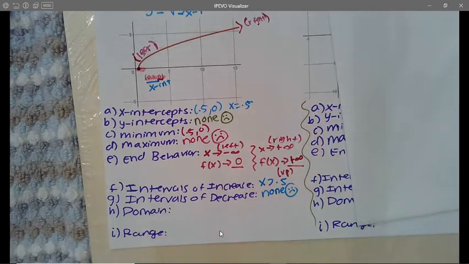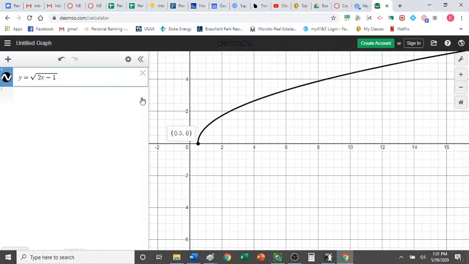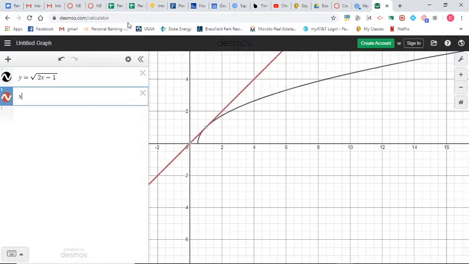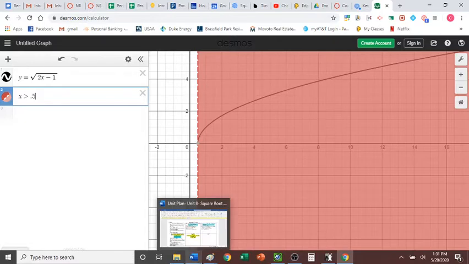And again, you guys, you can always check yourself if you type that inequality on Desmos.com. So if I type x is greater than 0.5, look at that. It shaded the entire graph. So again, if you don't really know what to write for your interval of increase or decrease, whether it's a greater than or less than, you can always check yourself on the graph.